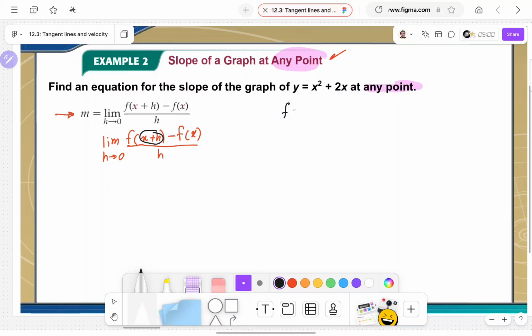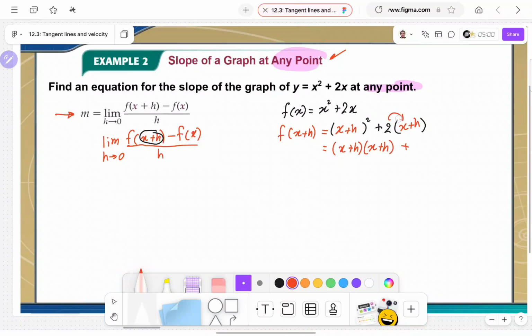Now, let's write the question. The question is f of x equals x squared plus 2x. Now, let's find f of x plus h. Instead of every x, I'm going to write x plus h. So now we write x plus h here and x plus h here. Now the first bracket, let's simplify it. It will be x plus h times x plus h, plus, then we distribute 2 times x, which is 2x, and 2 times h, which is plus 2h.